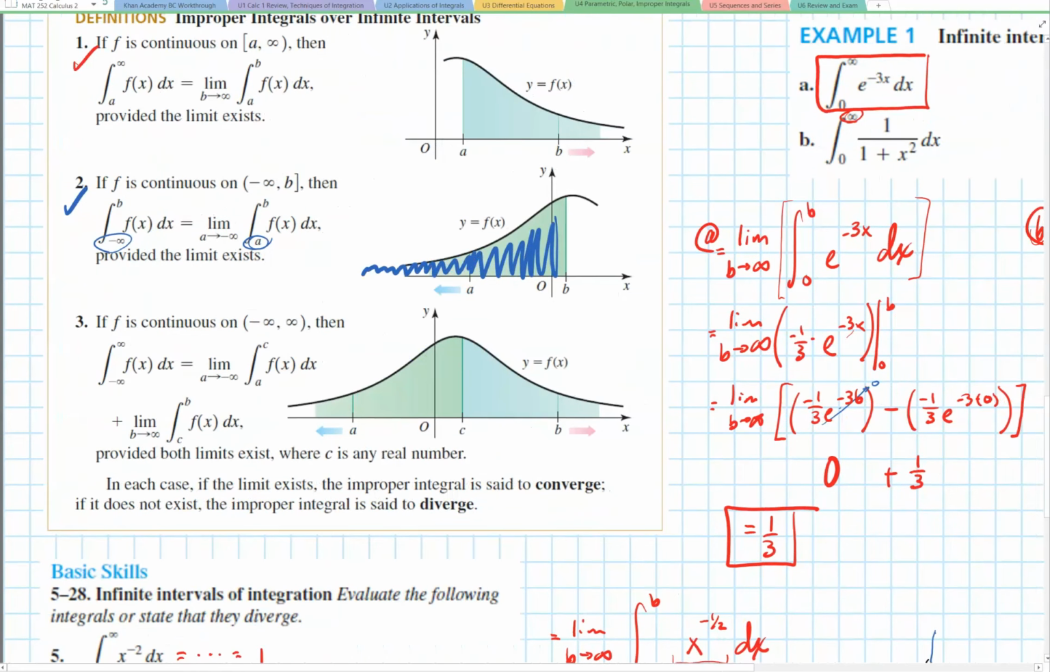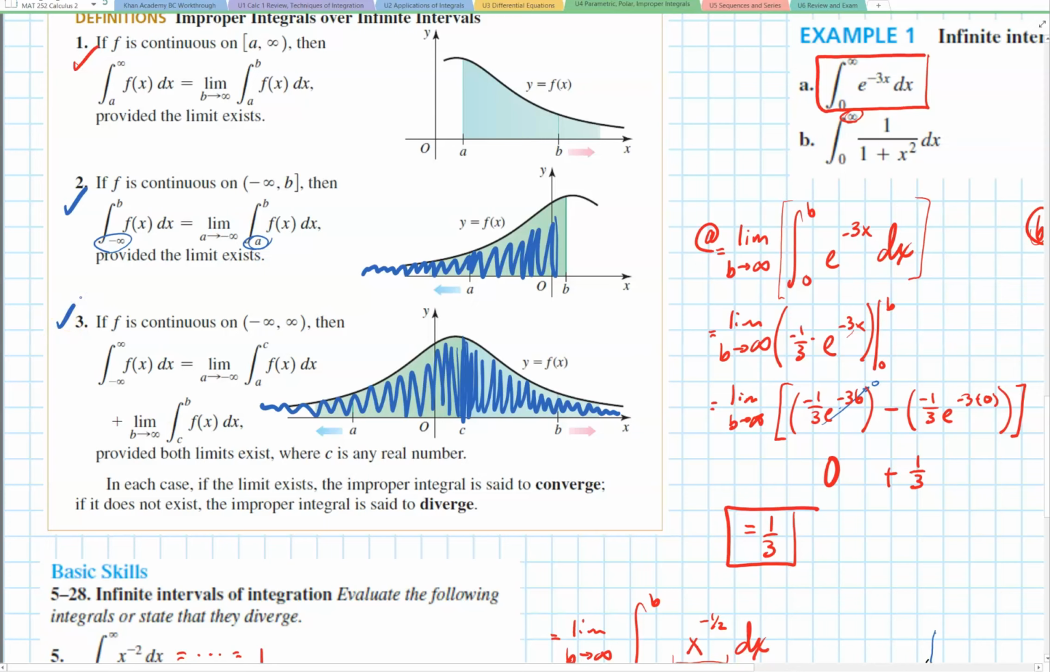For condition 3, we're imagining some arbitrary point c. It doesn't have to be at the peak of this curve. It can be anywhere that's well defined within the integral, and then you perform 2 limit computations. One computes the area going leftward towards negative infinity, and one computes the area rightward towards positive infinity, using infinity in your upper boundary, and then you sum those 2 limits together. That would give you your area under the curve if the area can be computed.